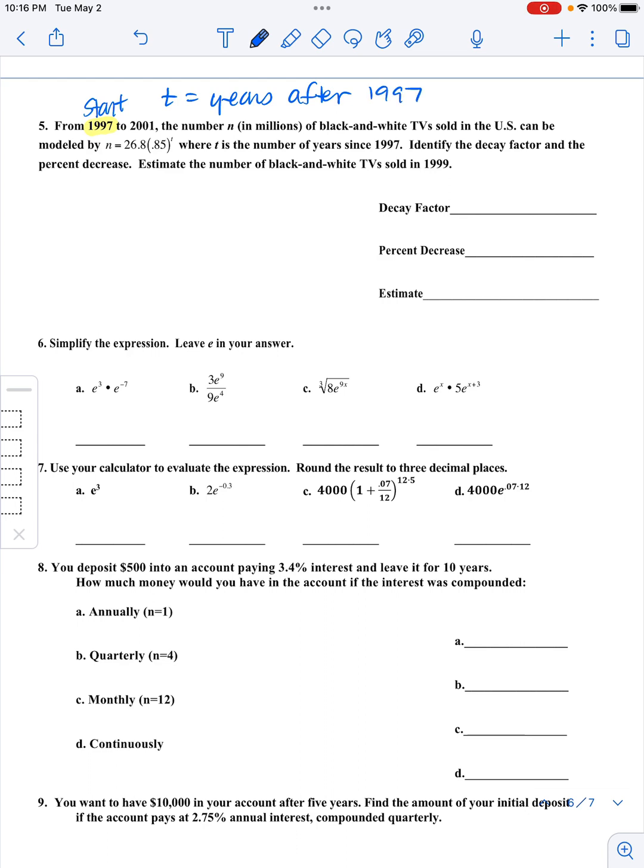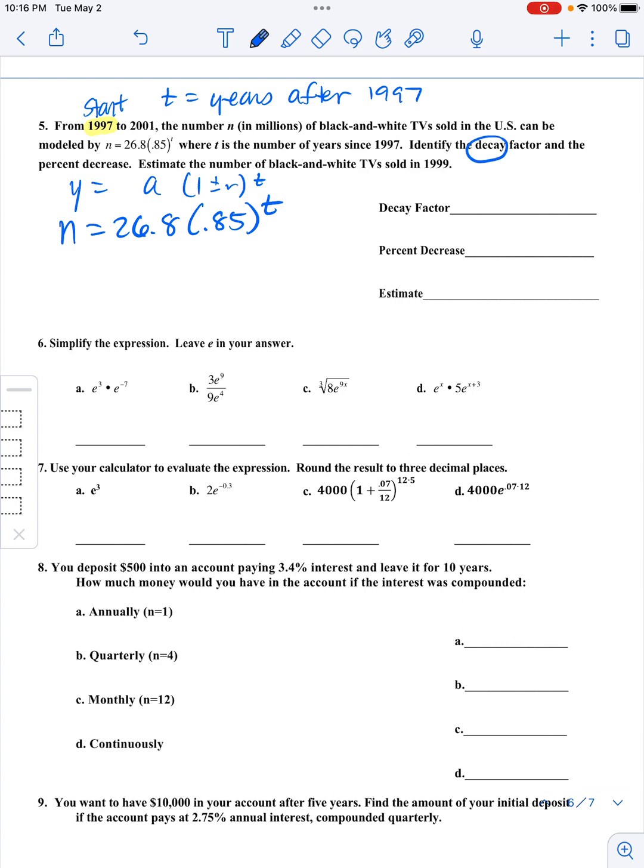So the number in millions of black and white TVs sold in the US can be modeled by this. Modeled by simply means this is the equation, and this equation should not be particularly shocking to you. This is my y equals a. This came from 1 plus or minus r to the t.